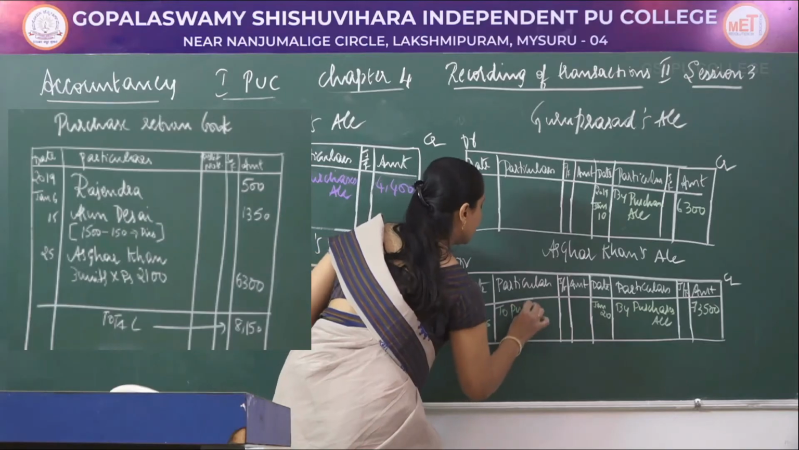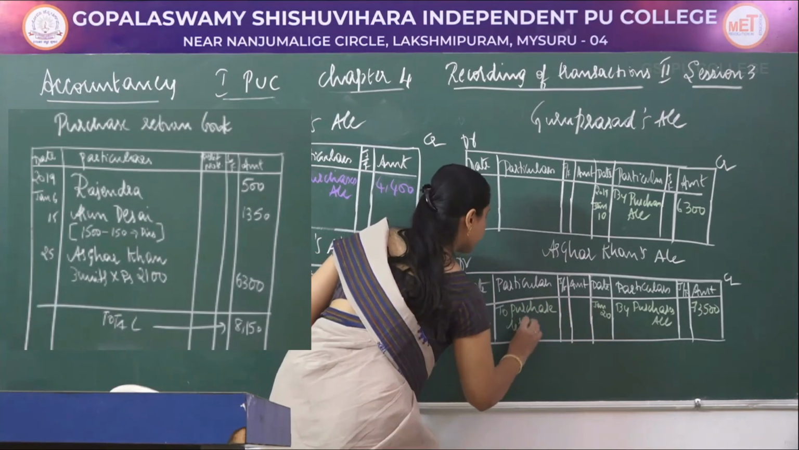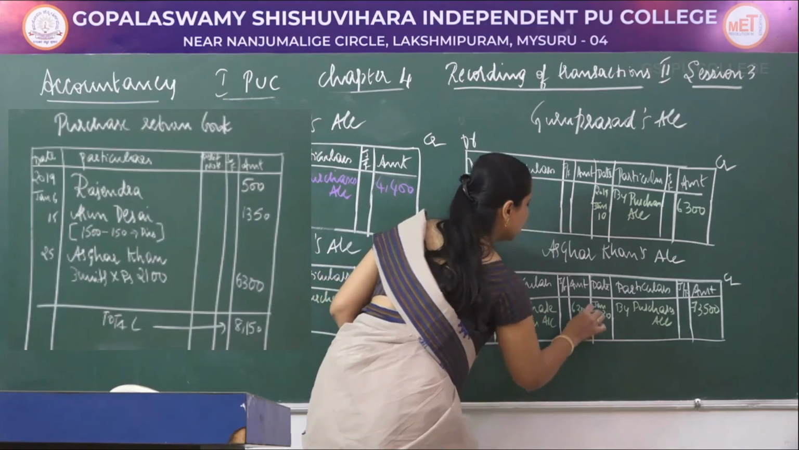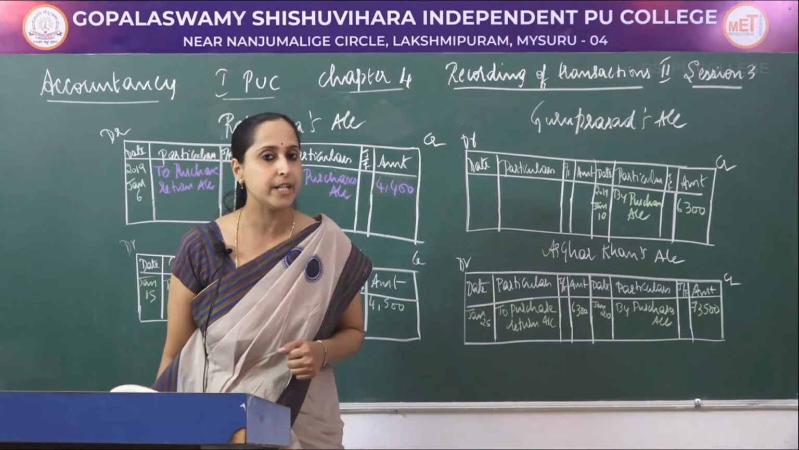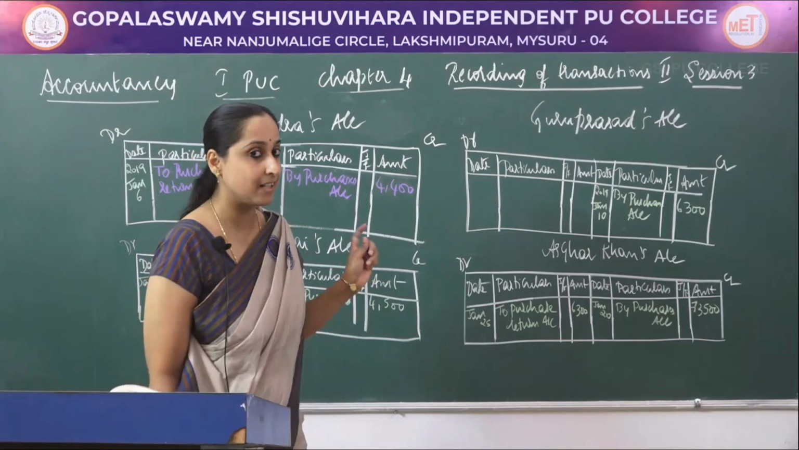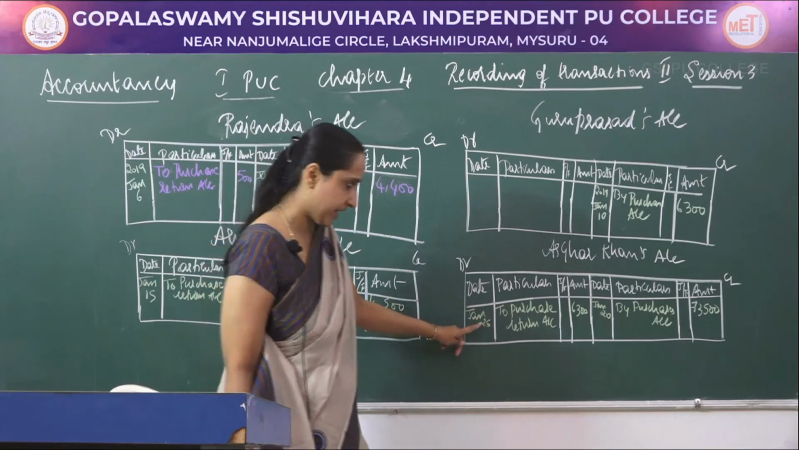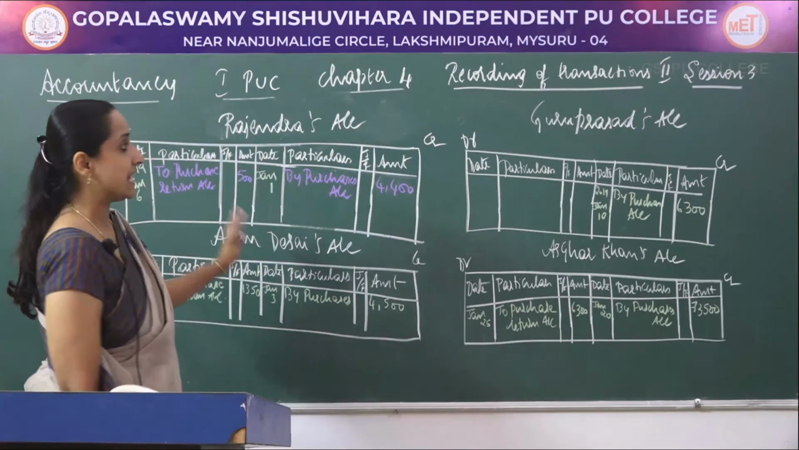to purchase return account, 6,300. So if there is a purchase return, what would be the journal entry? Asghar Khan's account debit to purchase return account. So that is what I have written here, that is 6,300. So these are the various ledger accounts.